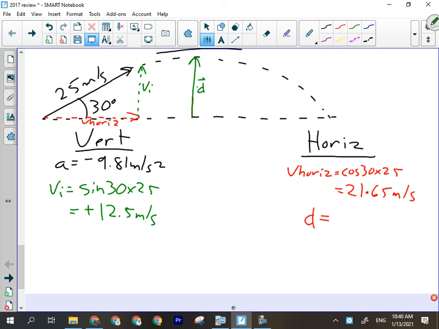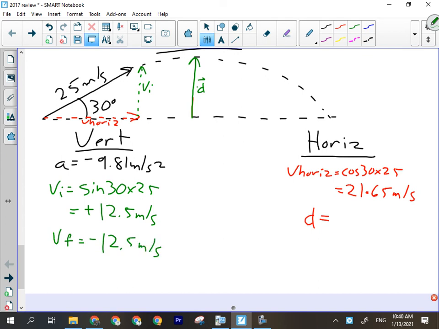What else do I know now that I've calculated Vi if I'm dealing with the whole flight? I know Vf. It doesn't outright tell me this, but I have to assume that the landing point and the firing point are the same height. So that means that Vf and Vi are equal but opposite in direction. So Vf is going to be negative 12.5 meters per second.